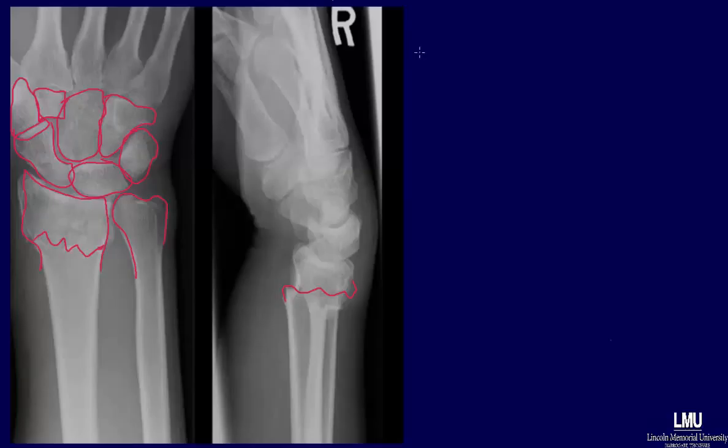So we can see that our radius is fractured, and that we have backward displacement of the hand. And from these two symptoms, we know that this is called a Colles fracture because of the classic backward displacement of the hand and the fracture of the radius.